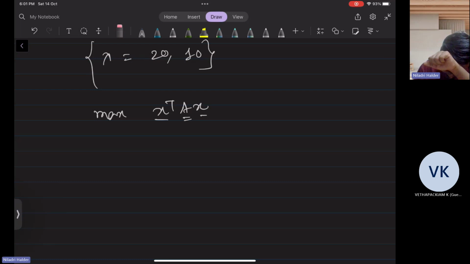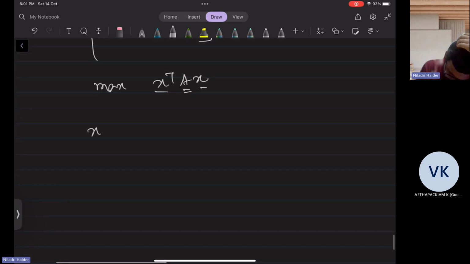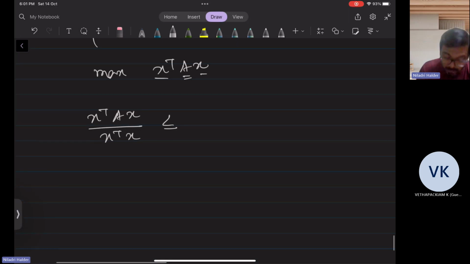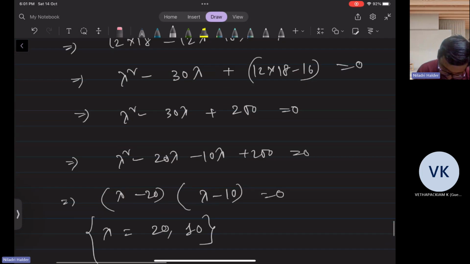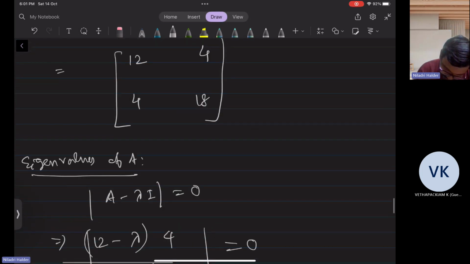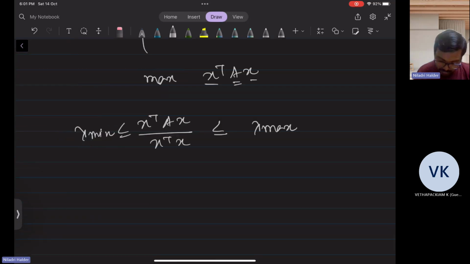There is one theorem, the Rayleigh theorem. It says that X transpose A X divided by X transpose X is less than or equal to lambda max, the maximum eigenvalue, and greater than or equal to lambda min, the minimum eigenvalue, where A is a symmetric matrix. So this is a Rayleigh quotient problem.